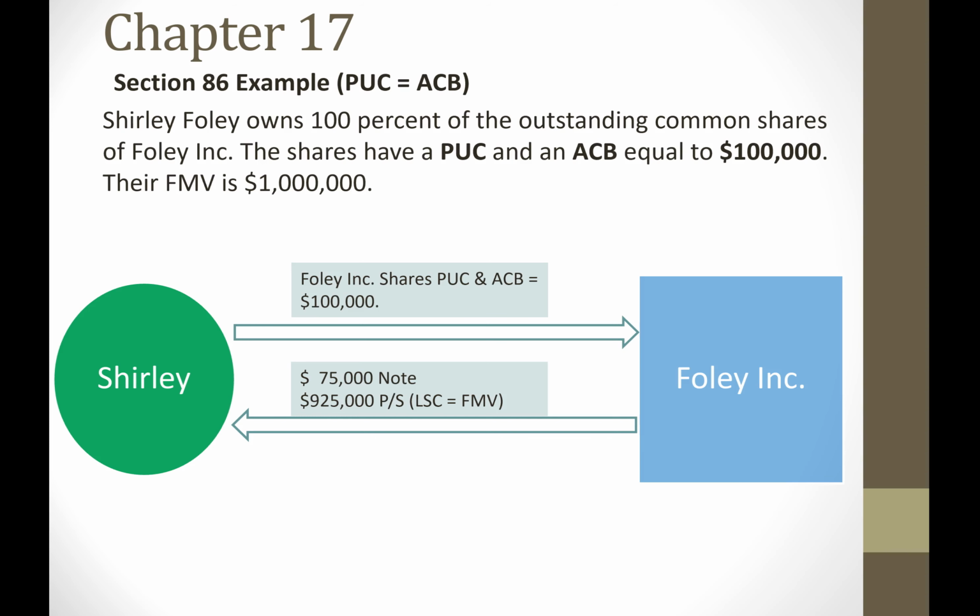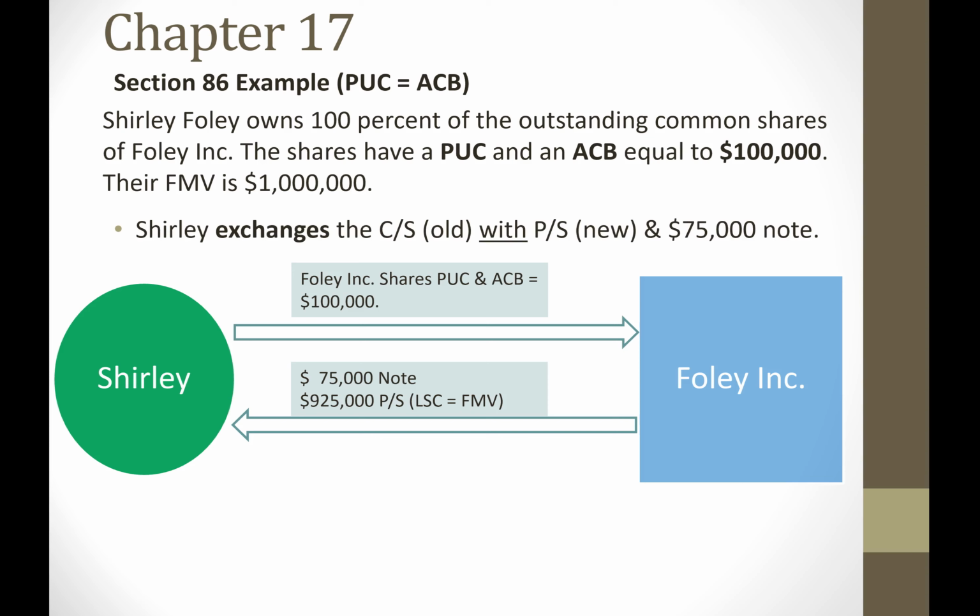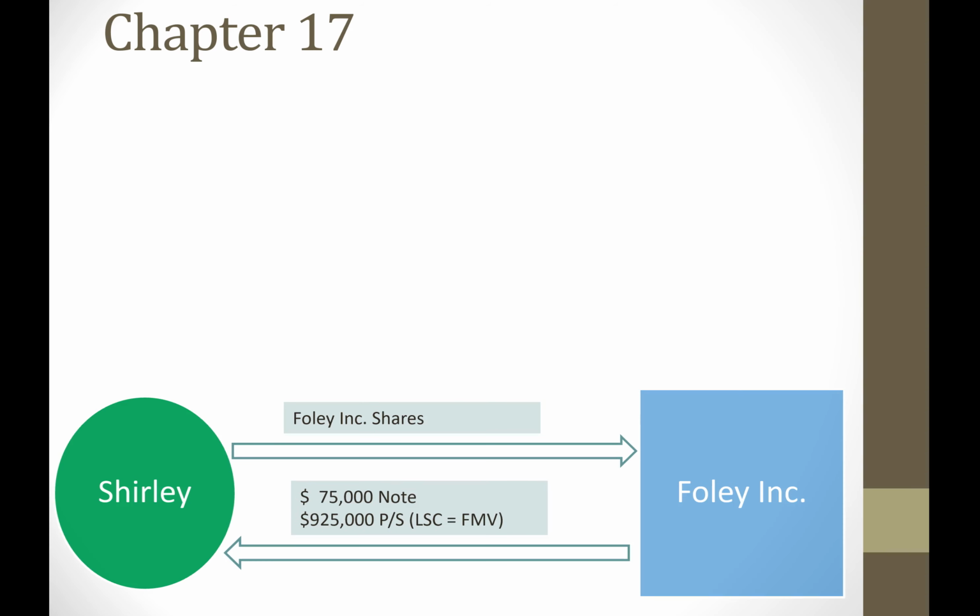Now, the one thing with this example is that we don't have that third party, let's say the child, for example, that's going to buy the common shares in Foley Inc. We're just going to focus on Shirley, who's going to give up her common shares and get back preferred shares and boot. Now, she's going to, once again, exchange her common shares and get back preferred shares and the note. Let's move on to the next slide and take a look at the tax implications.